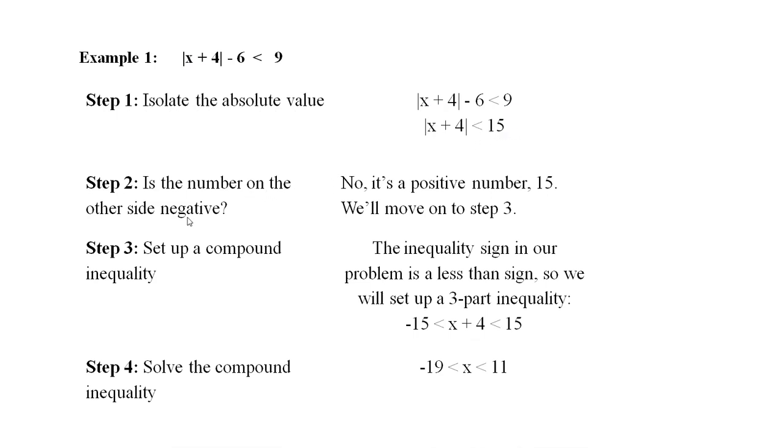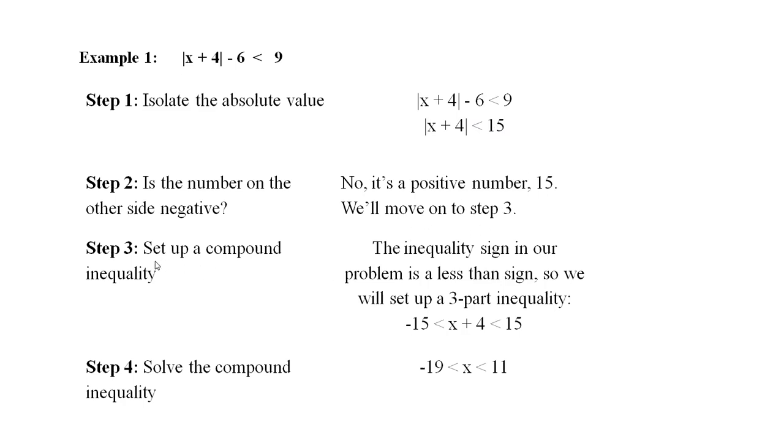Is the number on the other side negative? Now you can ask yourself whether the number is negative or positive. It will help you to move further. No, it is a positive number, 15. We will move on to step 3 because 15 is positive. The absolute value of x plus 4 is less than a positive number, so we will move on to step 3.